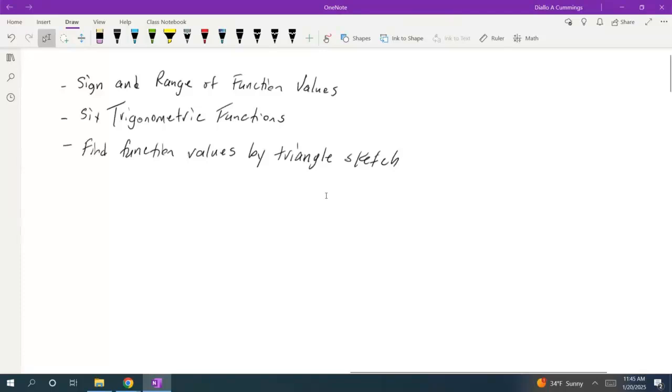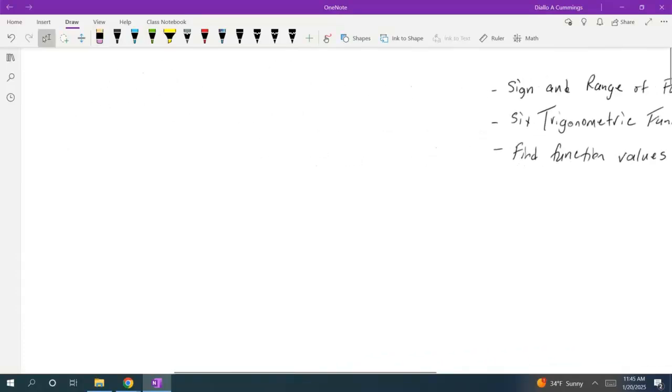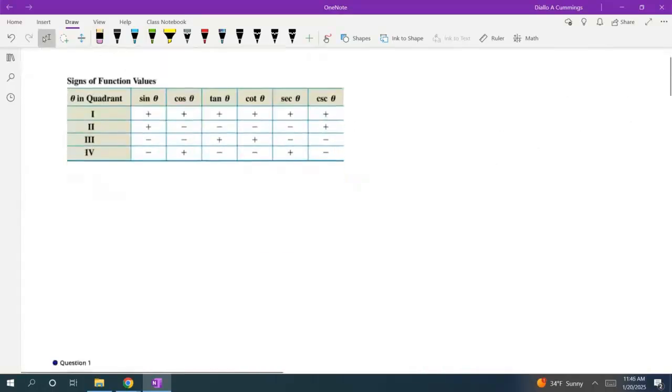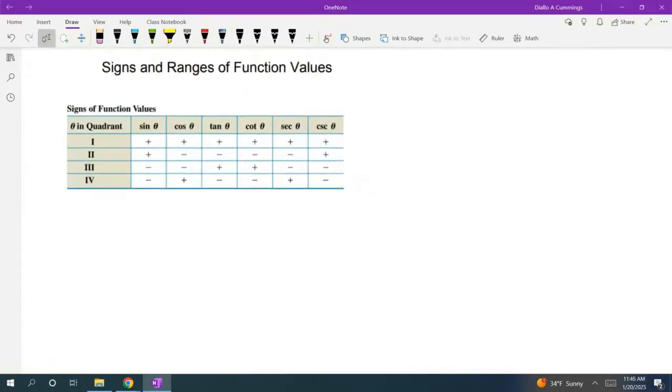In this lesson, we're going to take a look at the sign and range of function values. We'll take a look at the 6 trig functions as they relate to the rectangular coordinate system. And we'll also take a look at finding function values by using the triangle sketch method. So here what we have is the sign and ranges of function values.